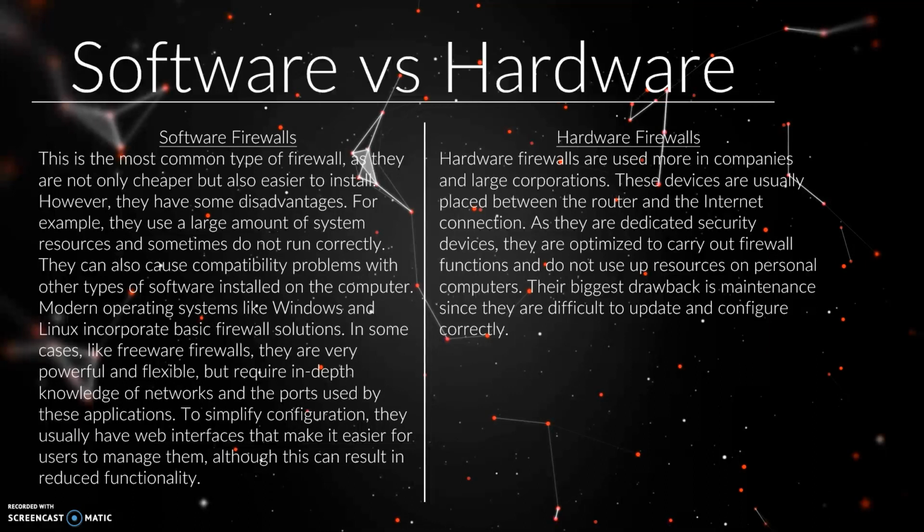So hardware firewalls are used more in companies and large corporations. These devices are usually placed between the router and the internet connection, as they are dedicated security devices. They are optimized to carry out firewall functions and do not use up resources on personal computers, which is a bonus. Their biggest drawback, however, is maintenance, since they are difficult to update and configure correctly.